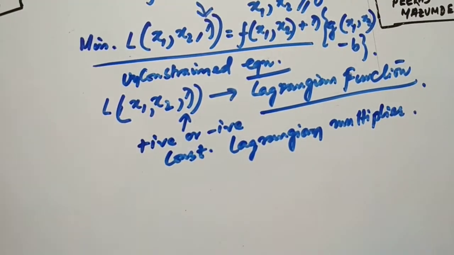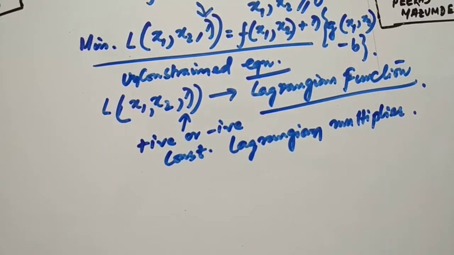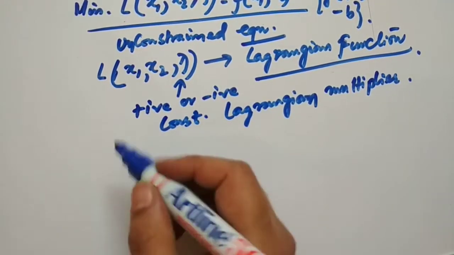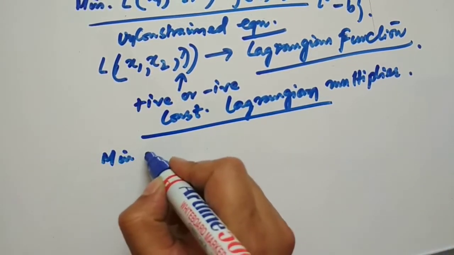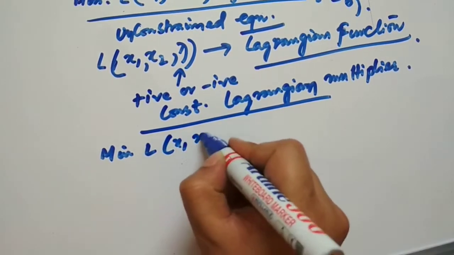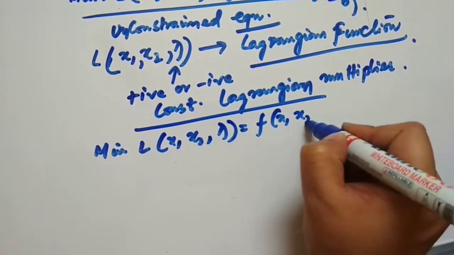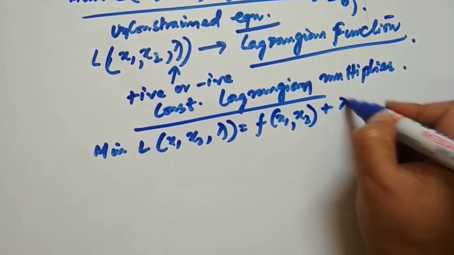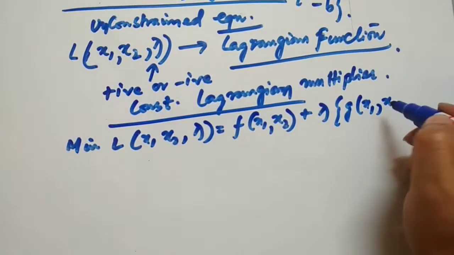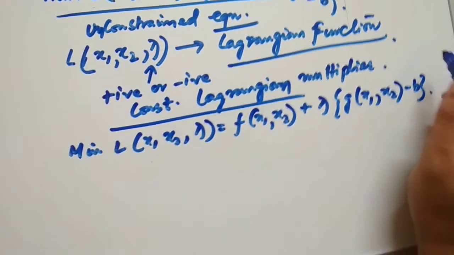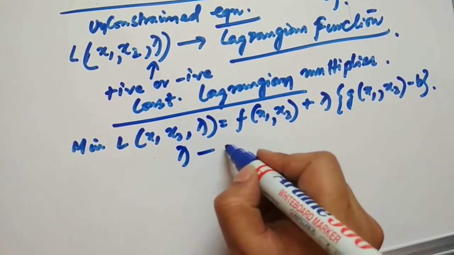Say I can write it as, this one only, again minimize L of x1 x2 lambda equal to f of x1 x2 plus lambda into g of x1 comma x2 minus b. Okay, and lambda I can treat as a variable.